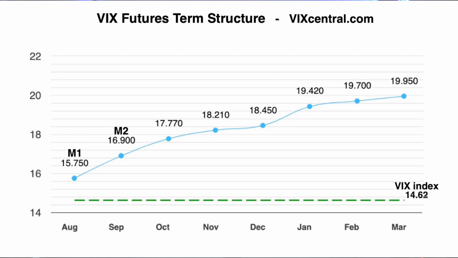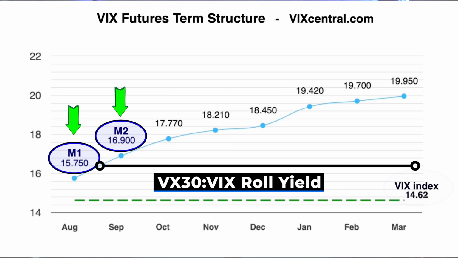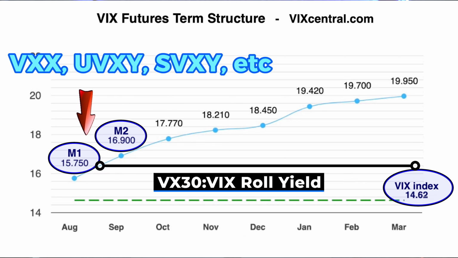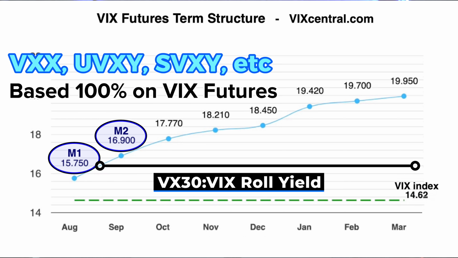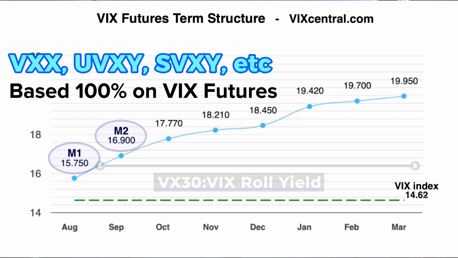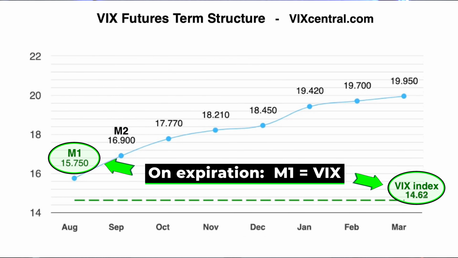So the VX30 to VIX Roll Yield is a representation of how much these front 2-month VIX futures are above the VIX index. This is important because remember, the volatility ETFs like VXX, UVXY, SVXY, there's many of these, derive their value entirely based on the price of those front 2-month VIX futures. But another thing we know is that on expiration day, that front month VIX future will be equal to the VIX index value. This happens every month. Just for that one day on expiration, they will be the same value.